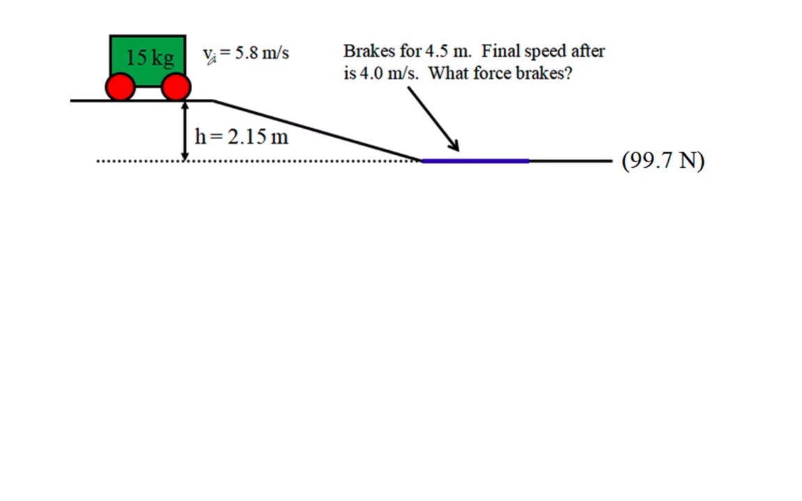Okay, so let's see. This cart's moving, and it's on a hill. So I see kinetic energy there and potential energy, right? And then it goes through these brakes here. These things slow it down.